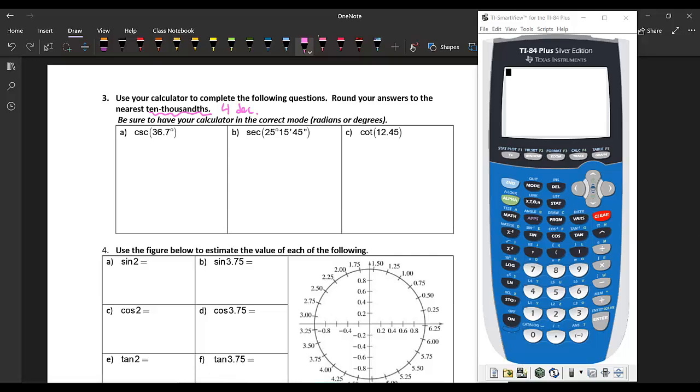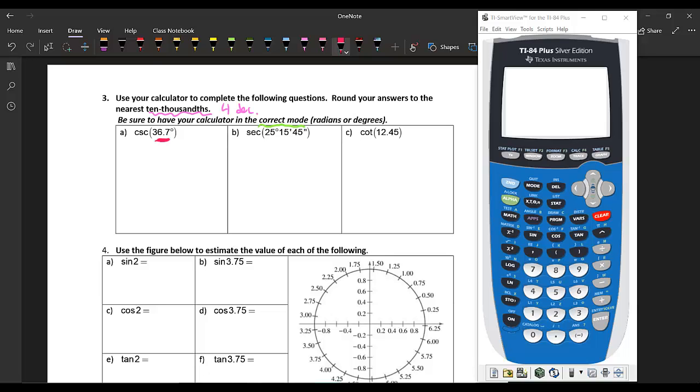Okay, we need to make sure our calculator is in the correct mode for each of these questions. And how we know whether it should be in radians or degrees is entirely based on the units they're using in the question. So let's take a look at this first one. It says, let's find the cosecant of 36.7 degrees. Since my problem says degrees, my calculator needs to be in degrees.